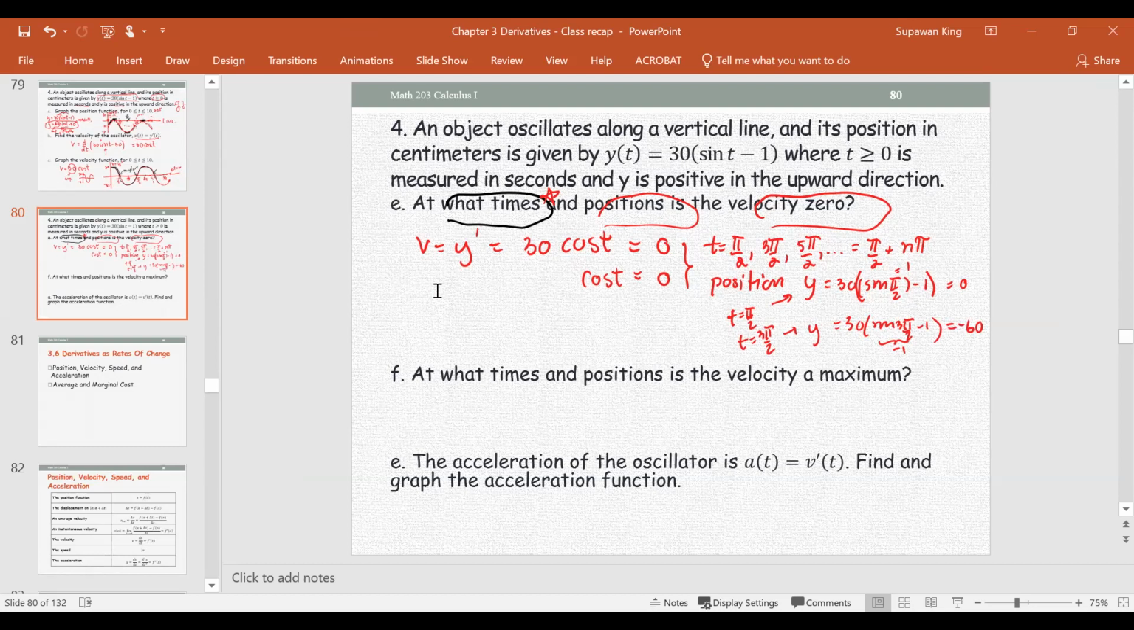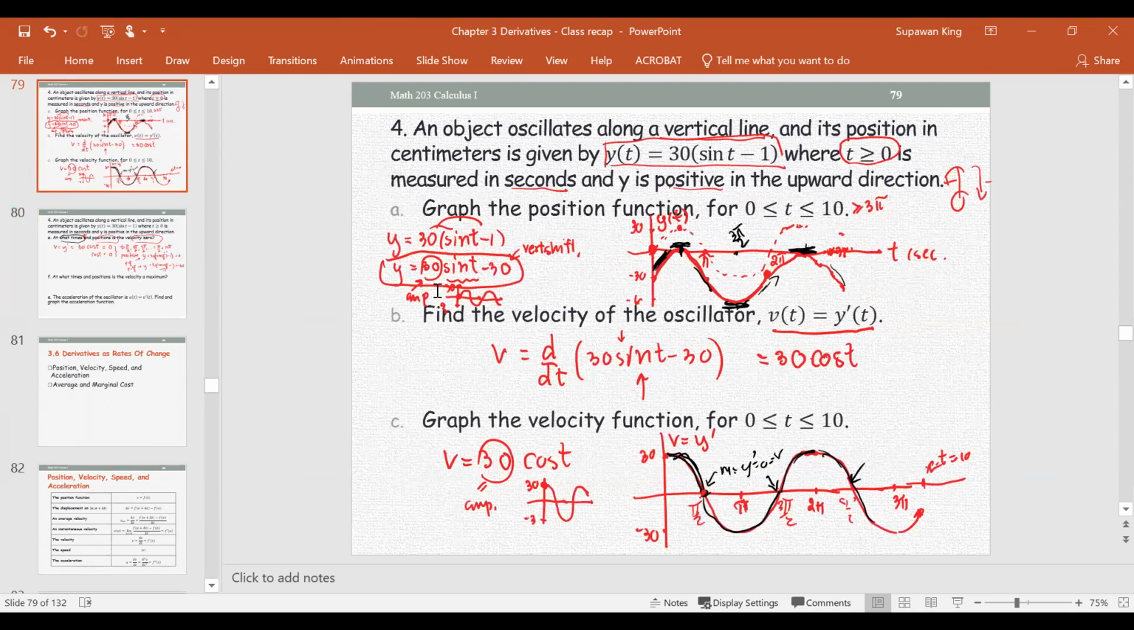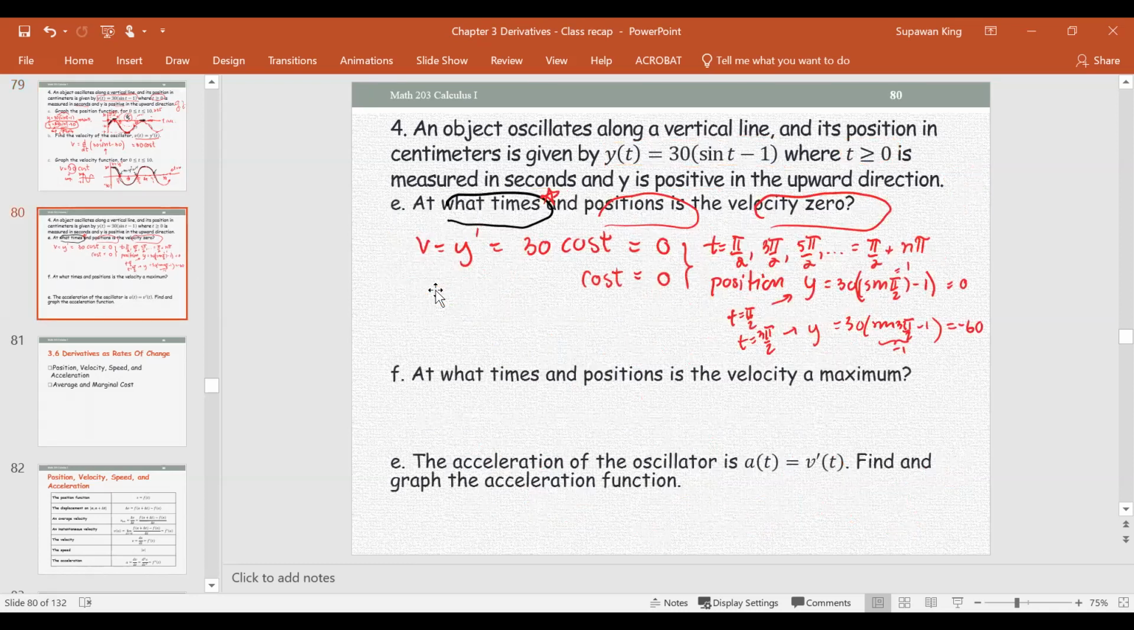So if we look at the graph that we just did, at pi over 2 the slope is 0, at 3 pi over 2 the slope is 0, and so forth. But for the position function, at the point pi over 2, the position is 0. At the point 3 pi over 2, the position is negative 60. And back to the position 0, back and forth between 0 and negative 60. Okay, they all come together.